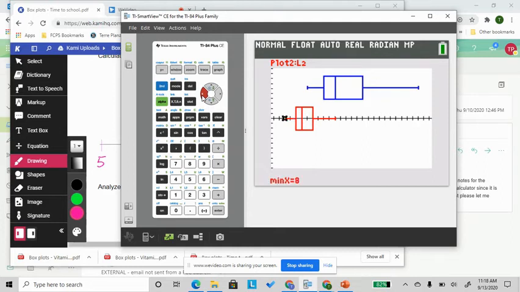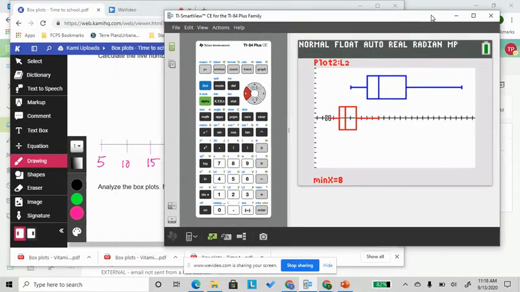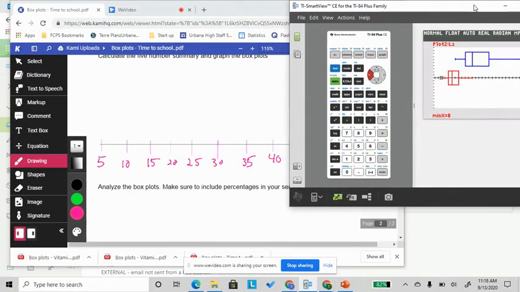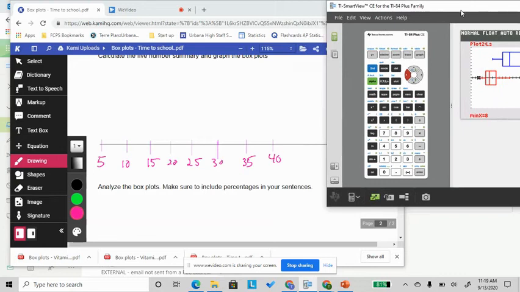Now we're going to transfer the graphs over to a number line. What I did for the number line is I looked at the min on one graph, and I went over here and I looked at the max on the other. The max on that first one, on that blue one, is 32. So I decided to make a number line from 5 to 40.